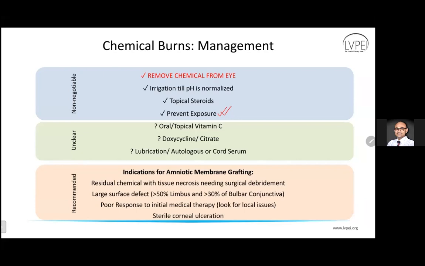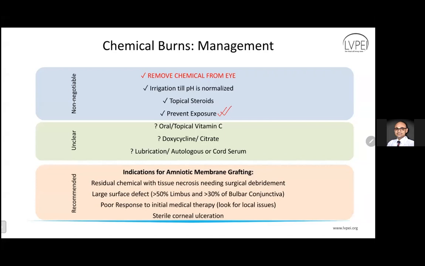So clean the eye, examine it, remove the chemical, irrigate, irrigate, irrigate. If you have a pH strip, irrigate till the pH is normal. If you do not have a pH strip, just use a couple of bottles of ringer lactate. Use a visco cannula, put a speculum in the eye, double evert the eyelids, and wash everything clean. Then start the patient on topical steroids and prevent exposure.